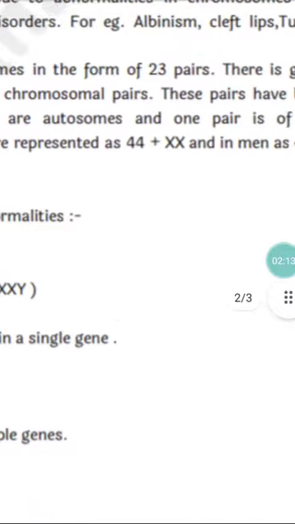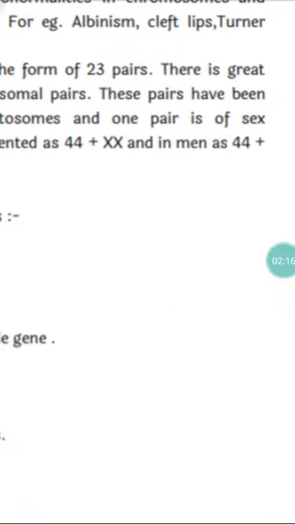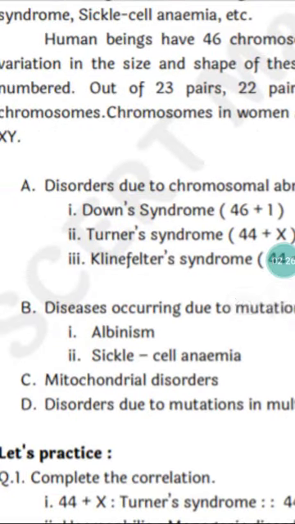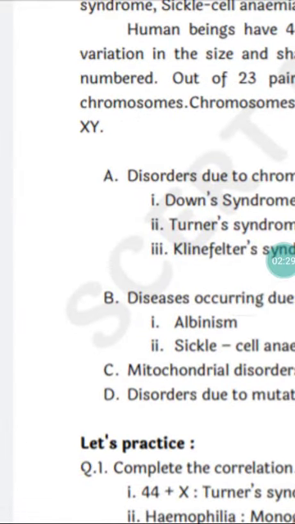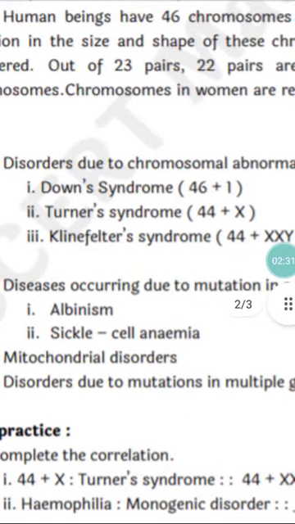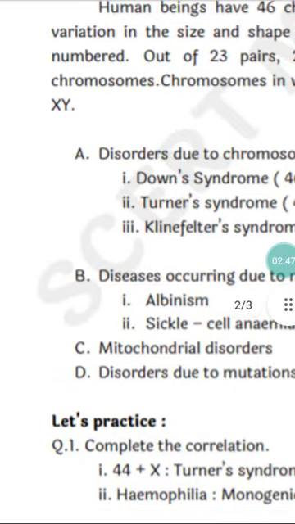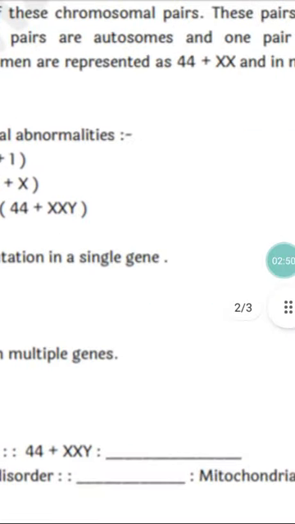The chromosomes in women are represented as 44 autosomes and XX, meaning a single pair of X chromosomes, and in men, 44 are autosomes and the last pair contains one X and one Y chromosome. Now whenever there is a change in this normal constitution of the chromosomes, it will lead to the disorders that we commonly call genetic disorders. Now we will see these disorders due to chromosomal abnormalities.